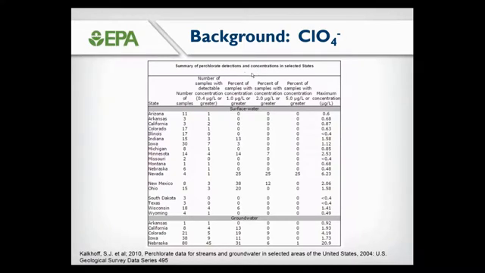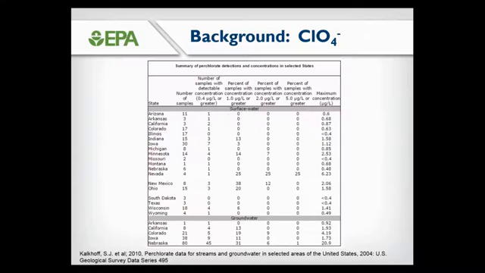This table is a summary of perchlorate detections in selected states. It was generated once again by the U.S. Geological Survey. The take-home from this table is that perchlorate shows up not necessarily frequently, except in the case of Nebraska, but consistently, in states distributed across most of the breadth of the country.